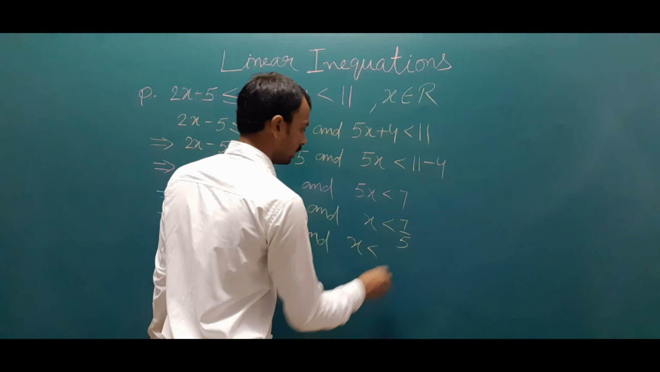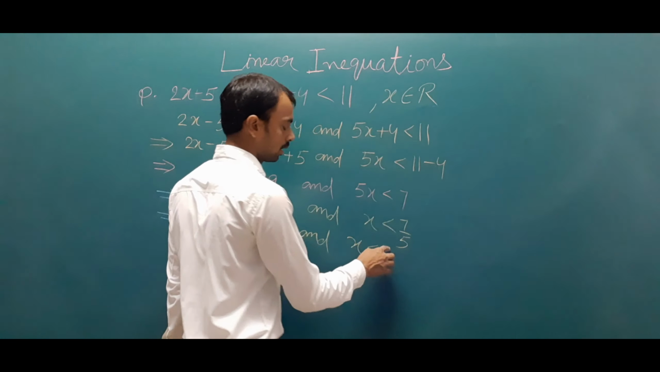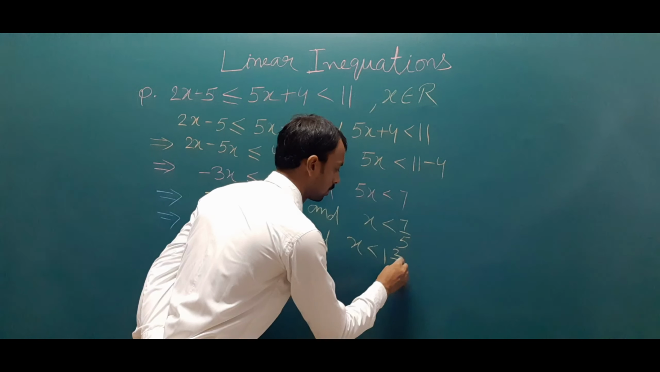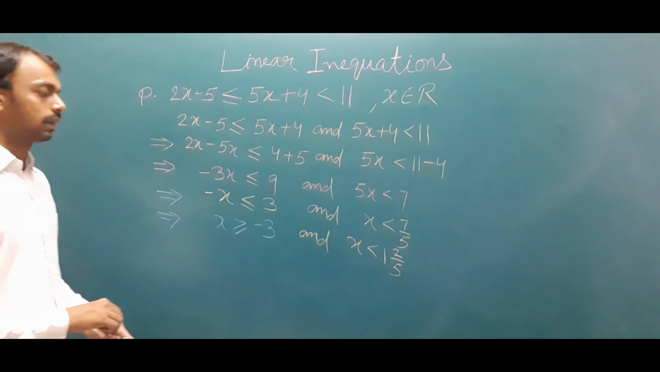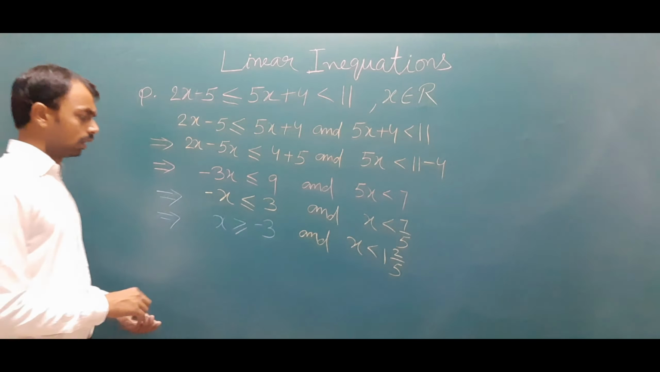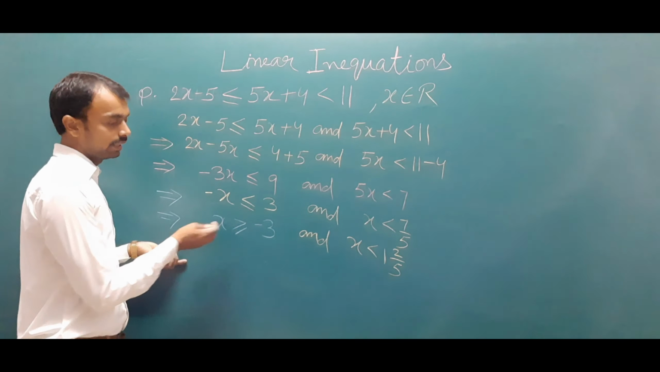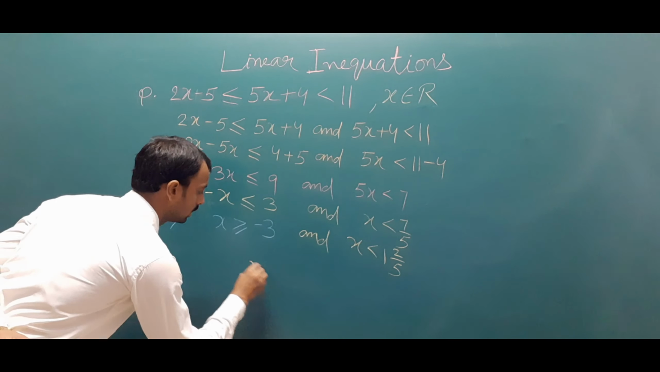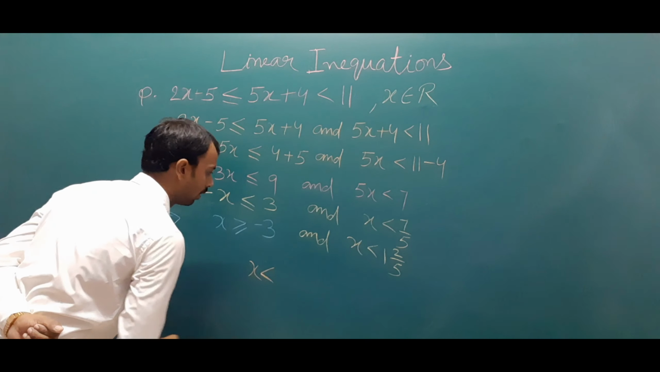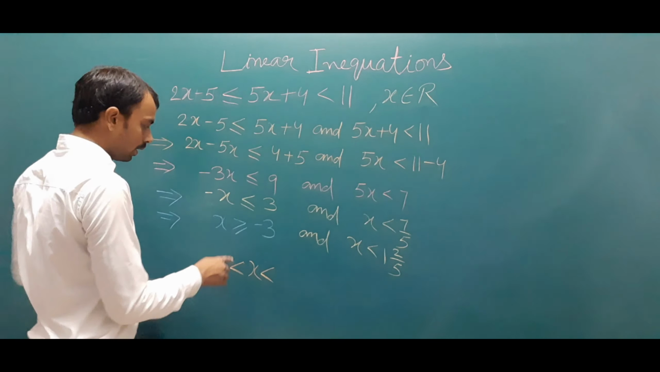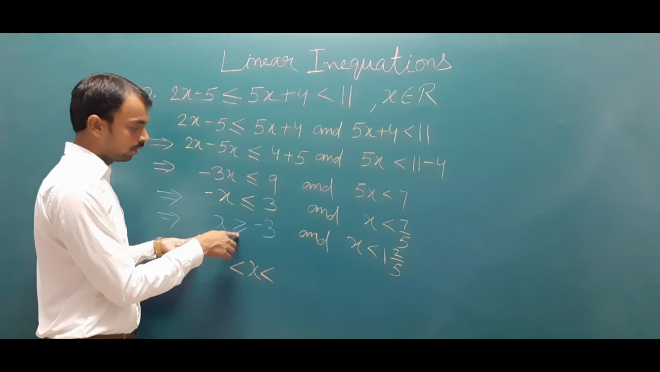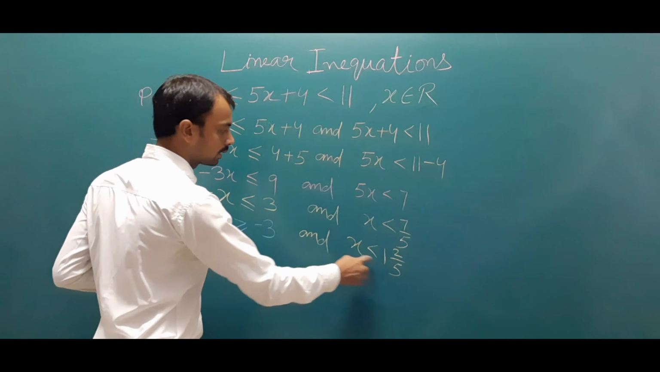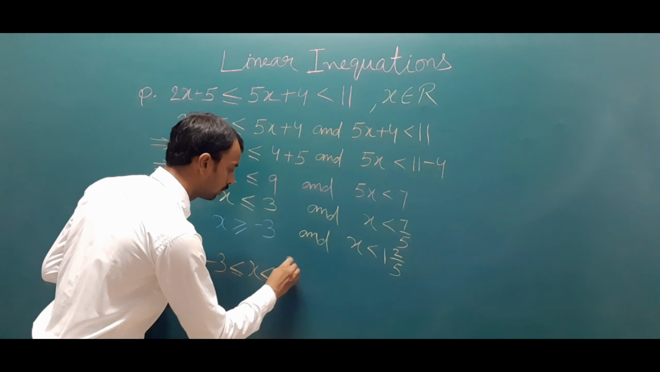x will be less than what, this is 7 upon 5, we can convert it into a mixed fraction, 1 whole number 2 upon 5. So our solution, we have got a range. What is the range? x is greater than or equal to -3, and x is less than 1 whole number 2 upon 5.